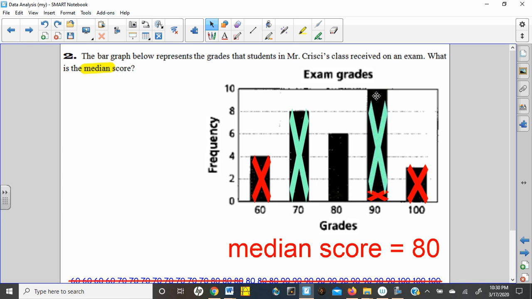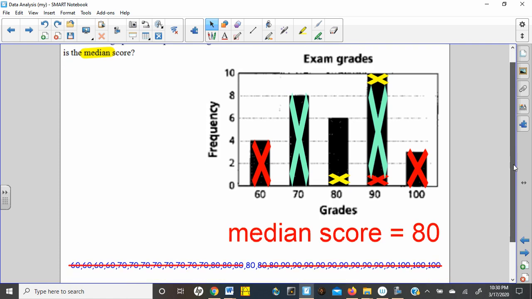There's one more up here, isn't there? So let's take that one and that one. Looks like the only numbers left are 80s. So the middle 5 numbers are all 80s. That means the median would have to be an 80.